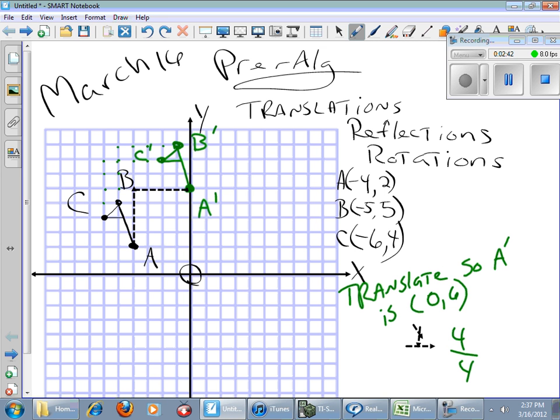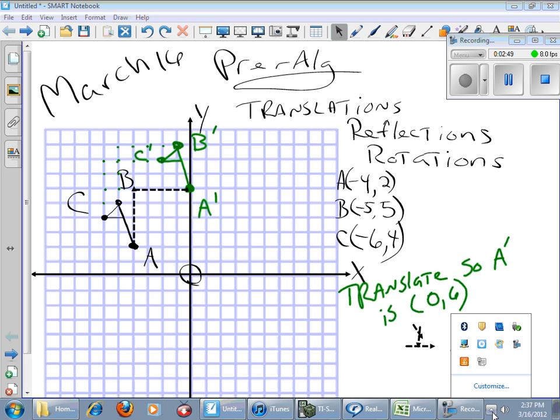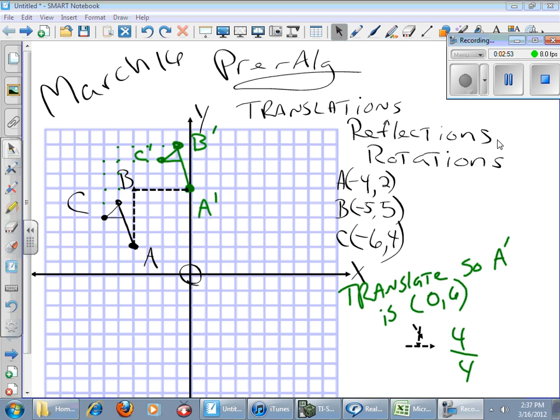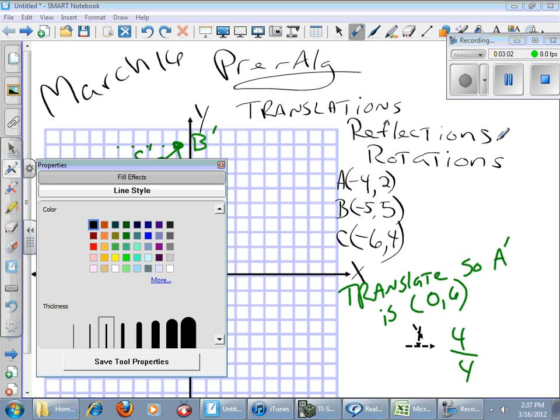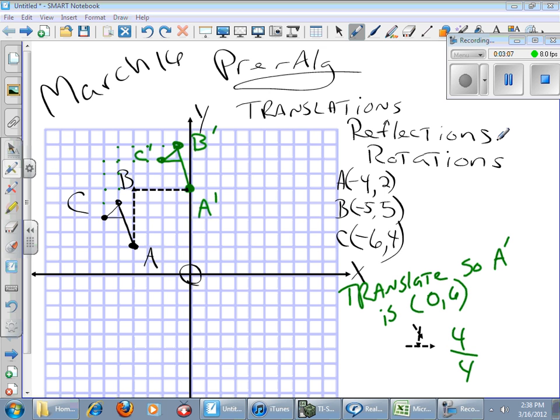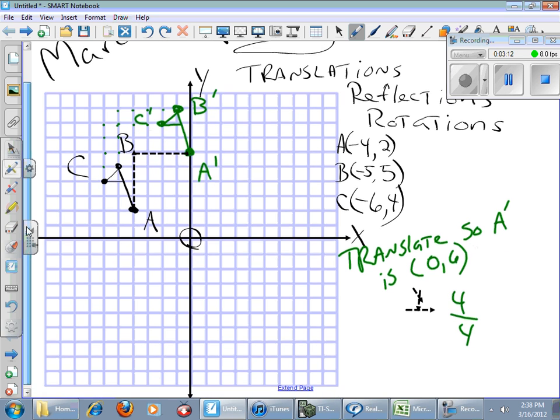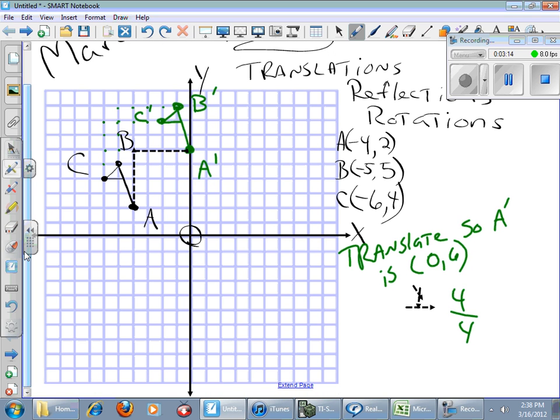All right, now I'm going to take the original shape and I'm going to reflect it 2 ways. Let me find my floating tools. All right, there are my floating tools. Let me get a different color here. Black is kind of boring because I've already got black. So let me do this in this ugly shade of green. I am going to reflect it across the y-axis.